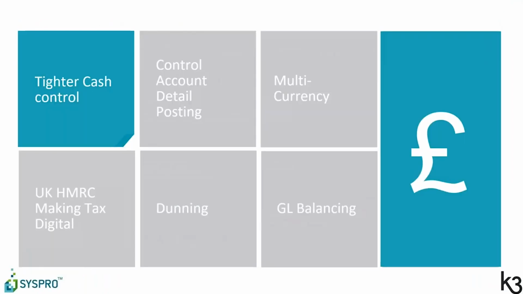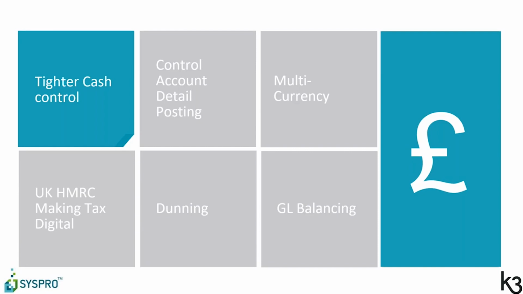Moving on, we've introduced functionality to help with cash control. There's some small changes we've made, simple things such as the way that you can post your general ledger to control account in detail. We've introduced various factors that help with multi-currency. The reality is that most SYSPRO customers will transact in more currencies than just the one base currency, in our case, GBP. We do have a solution for the HMRC Making Tax Digital project that kicked off in 2019. We'll talk a little bit about that.